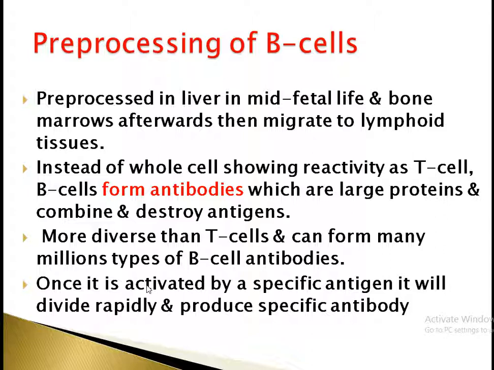The second difference between the B lymphocyte and the T lymphocyte is that B lymphocytes have even greater diversity than the T lymphocytes, thus forming many millions of types of B lymphocyte antibodies with different specific reactivities. After pre-processing, the B lymphocyte, like the T lymphocyte, migrates to lymphoid tissue throughout the body, where they lodge near but slightly removed from the T lymphocyte areas.